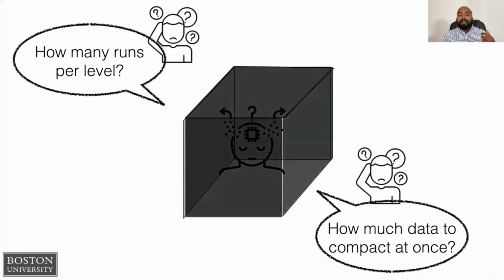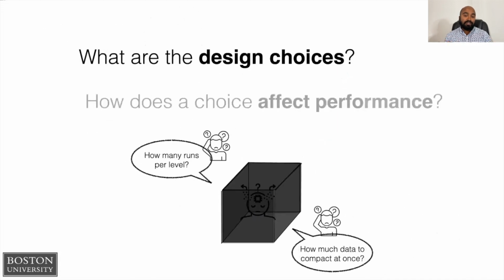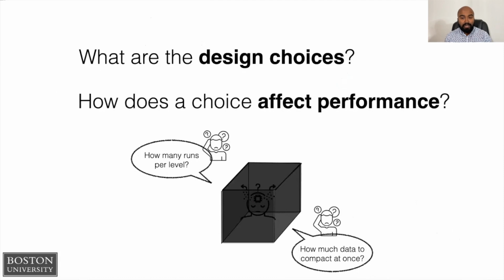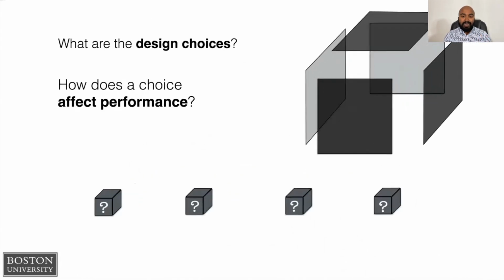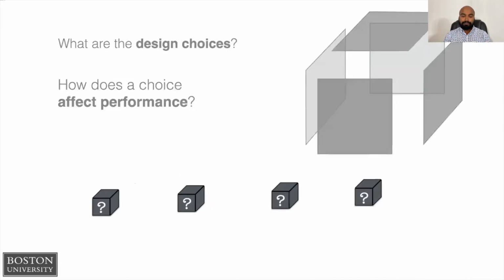But if we treat compactions as a black box, then it becomes very hard for us to know what are the different design choices being made underneath at the algorithmic level and how such choices affect performance. So our intuition here is that if we can identify and isolate the design primitives that make up a compaction algorithm, then by running a bunch of experiments, we can understand the interplay between the primitives and performance.